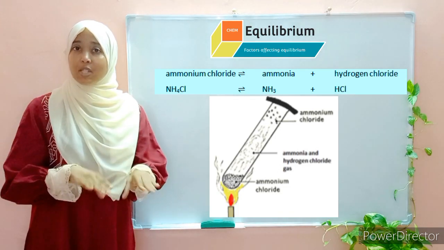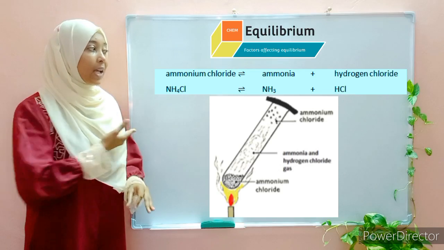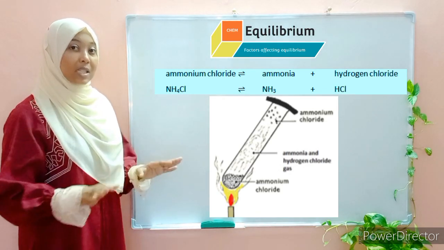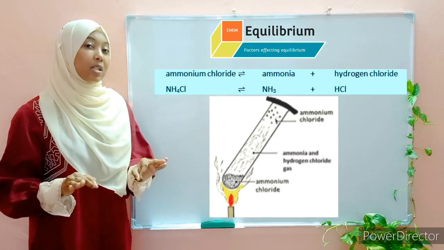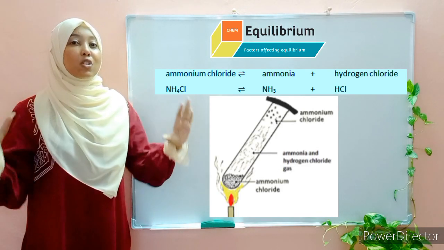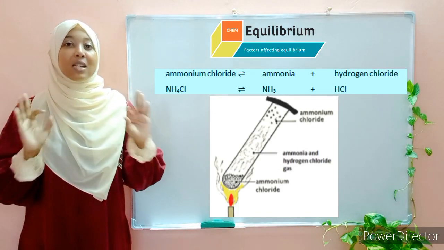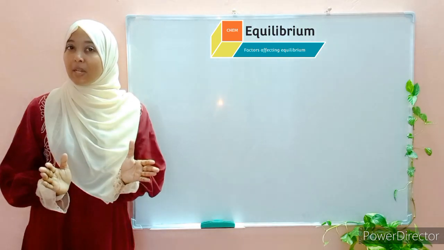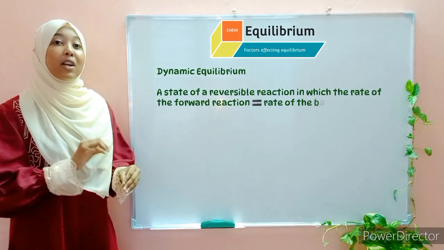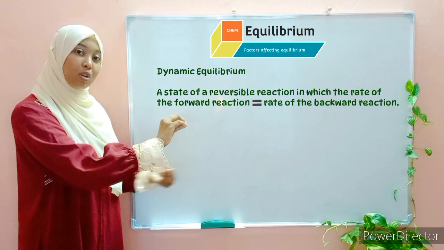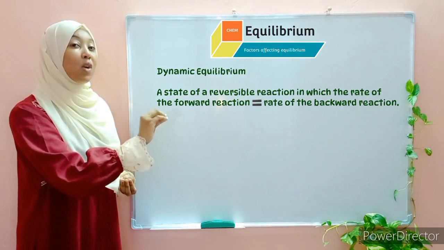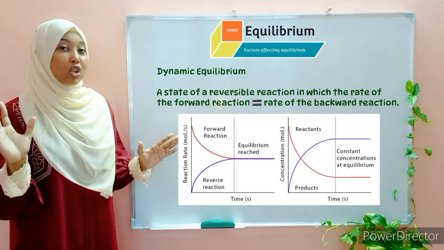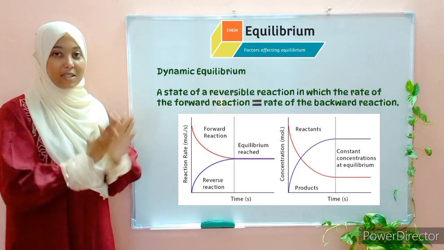So this continues until it reaches a point whereby the rate of the forward reaction is equal to the rate of the backward reaction. That simply means they occur at the same rate. When this happens, the reaction has attained a state of balance and it's said to be at dynamic equilibrium. So what do we mean by dynamic equilibrium? It simply means that the rate of the forward reaction is equal to the rate of the backward reaction. They occur at the same rate. And because of that, we are going to have equal concentration of the products and reactants.